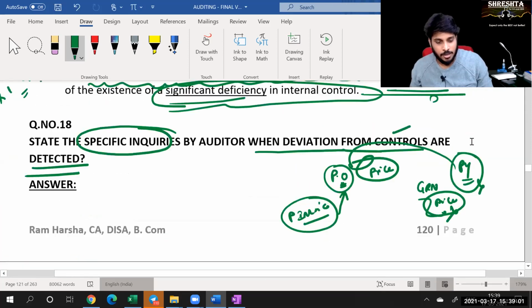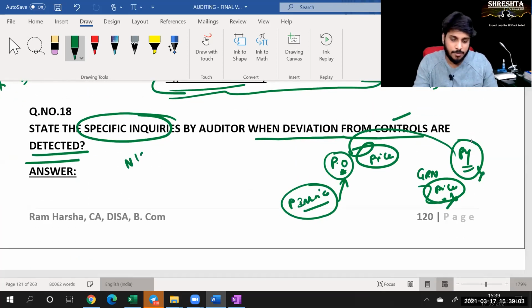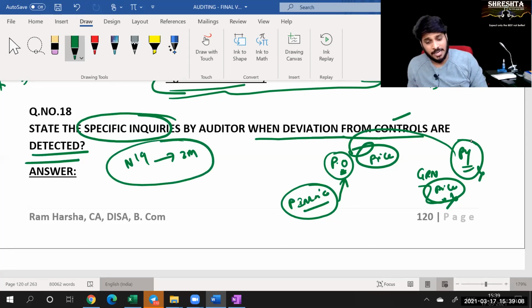So that's about a question. This question has been asked in November 2019 for 3 months. What are the inquiries to be done by the auditor when deviations from controls are detected?